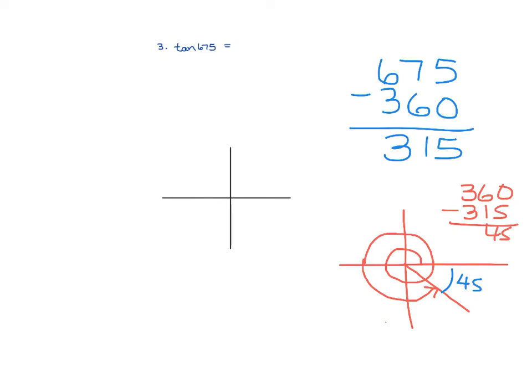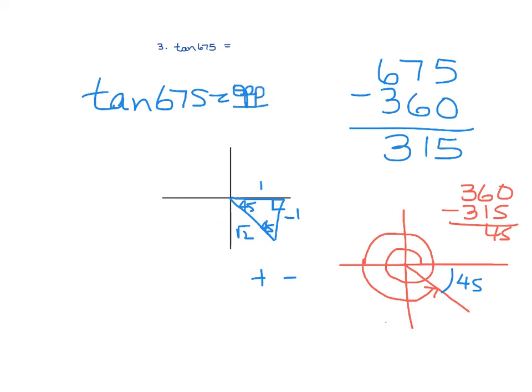So I'm going to draw in a 45, 45 here. That's my reference angle. The two legs are 1 and 1, and the hypotenuse is square root 2. And again, in the fourth quadrant, the signs are positive, negative, so I can do that. For tangent, we're going to do tan of 675. So it's going to be opposite over adjacent. Opposite is going to be negative 1, and adjacent is going to be 1. So answer is negative 1.